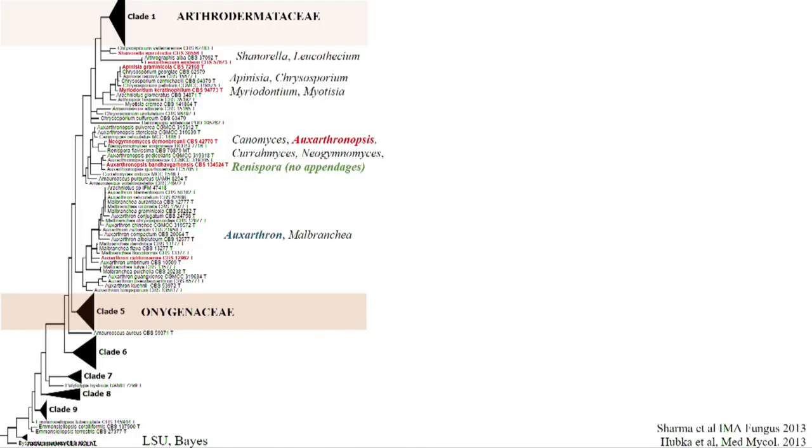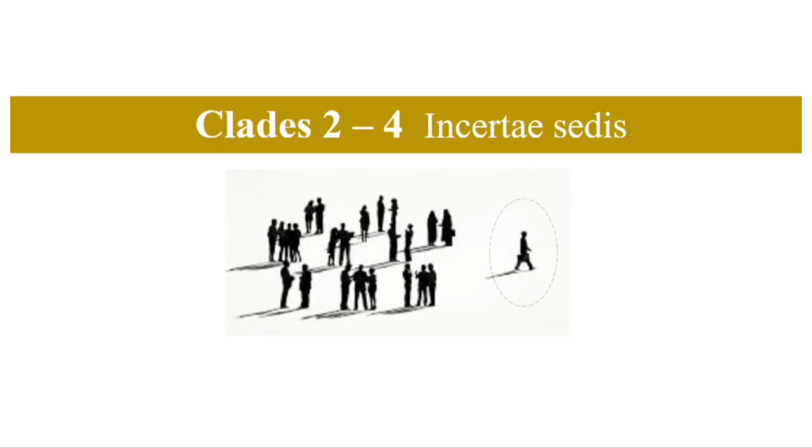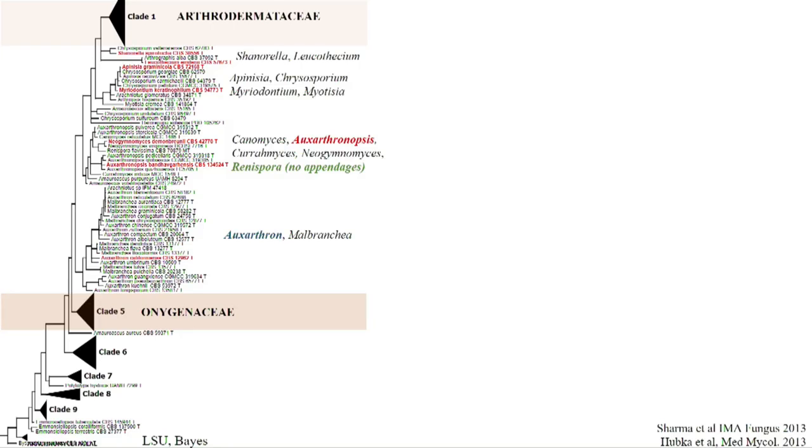And the clades between 2 and 4 were just left as incertae sedis. When we are deciding these clades, we just look for the type species of the genera, and then we check which clades these type species are in. So we said this clade is Onygenaceae, this is Arthrodermataceae, and this part was not included in any of these groups. But when we check the other previous studies, we will see many of these species are described as the clade of Onygenaceae, or again incertae sedis.